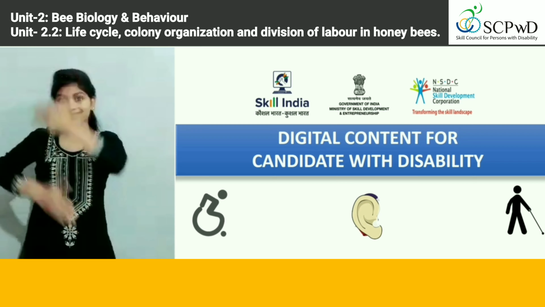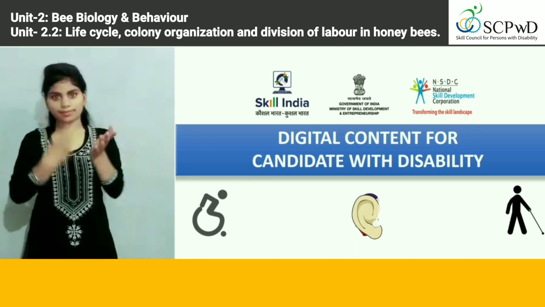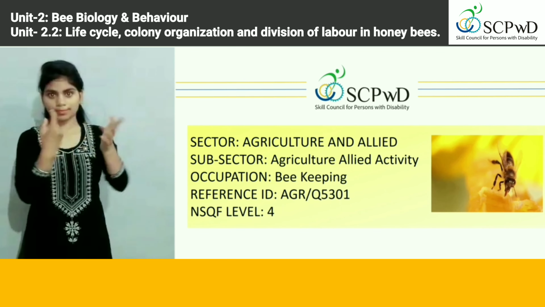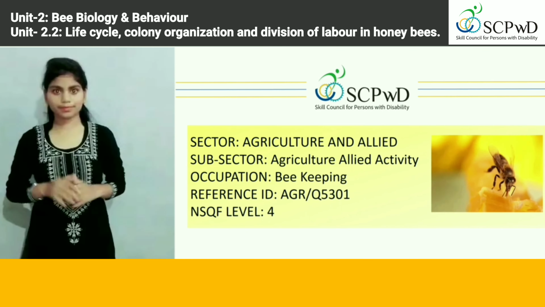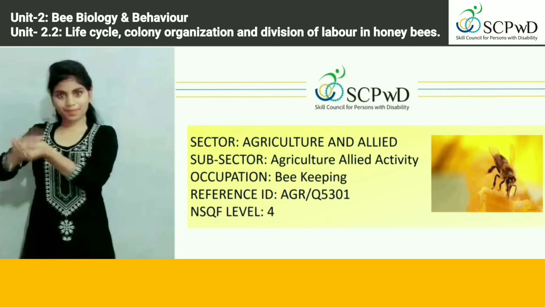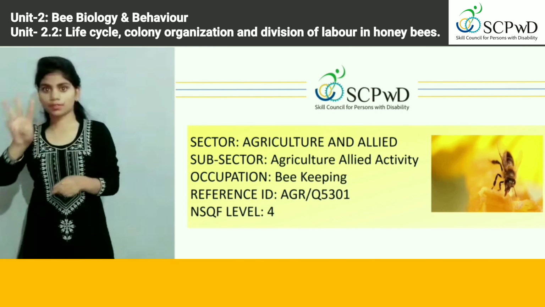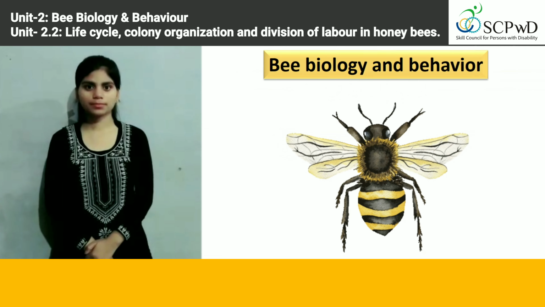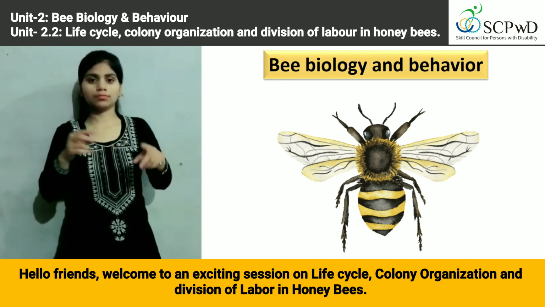Digital content for candidate with disability. Sector: Agriculture and Allied. Subsector: Agriculture Allied Activity. Occupation: Beekeeping. Reference ID AGR/Q5301. NSQF level 4. Unit 2: Biology and Behavior.